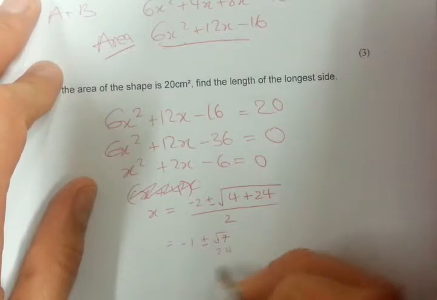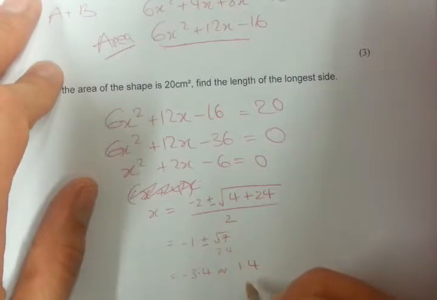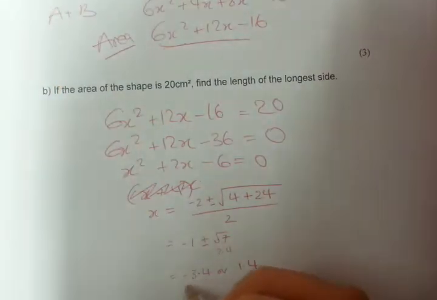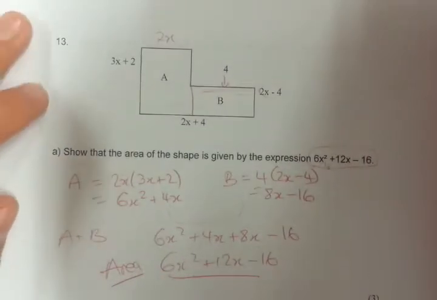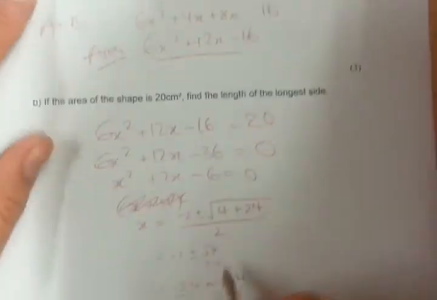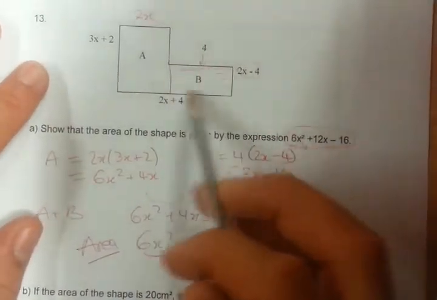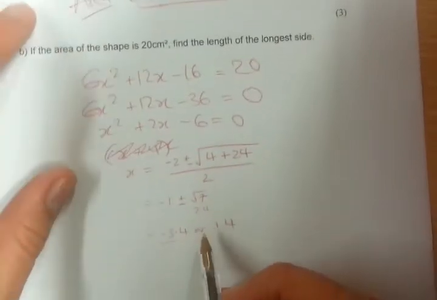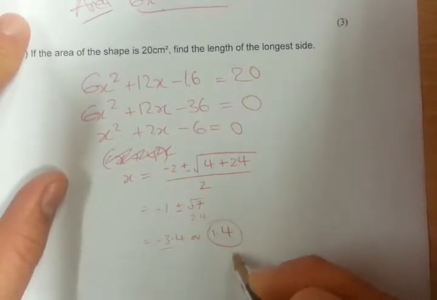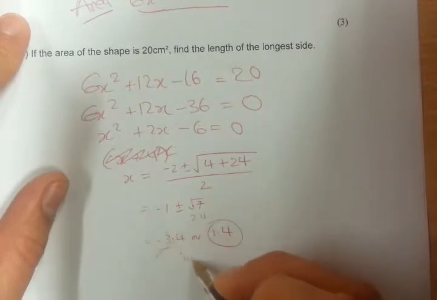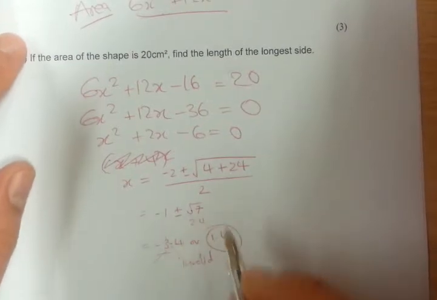That's about 2.4. So we're looking at like minus 3.4 or 1.4. Now, because one of these values is negative, and we're looking at x referring to length here, clearly the value where we get minus 3.4 isn't going to work, because that would make these lengths negative, and you can't have negative length. So in this particular case, and this is quite common with this kind of question, we can only use the positive one. This is invalid. And so we take x to be 1.4, or whatever minus 1 plus root 7 is.